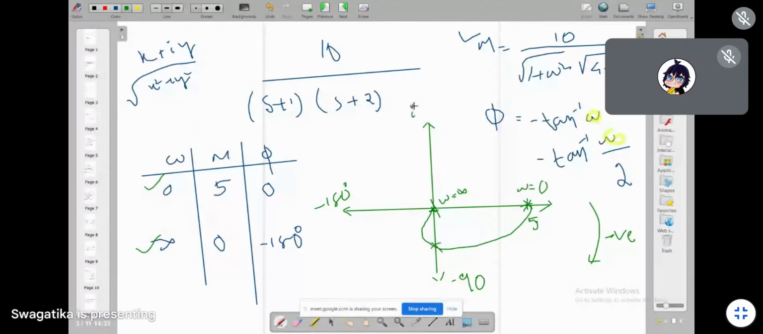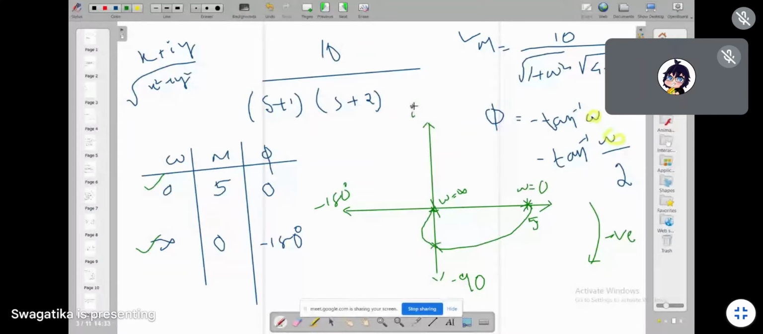You have to rationalize the function G(j omega) and separate the real and imaginary part. Then equate the imaginary part to 0 to determine the frequency of the intersection with the real axis. And similarly, you have to make the real part 0 to determine the intersection point with the imaginary axis. So we have to find the intersection point with the imaginary axis.